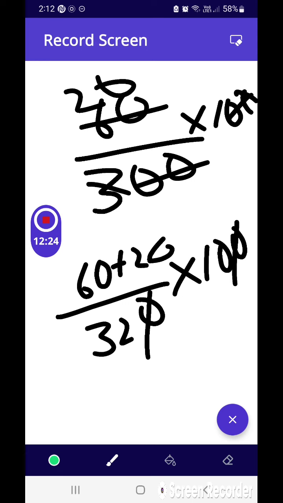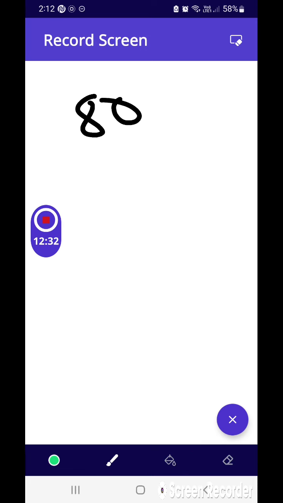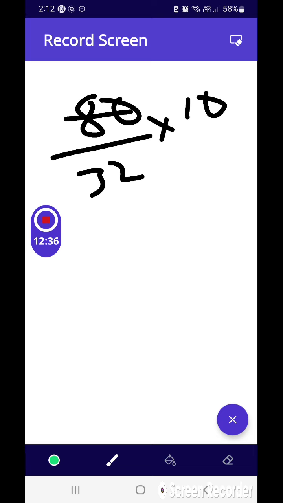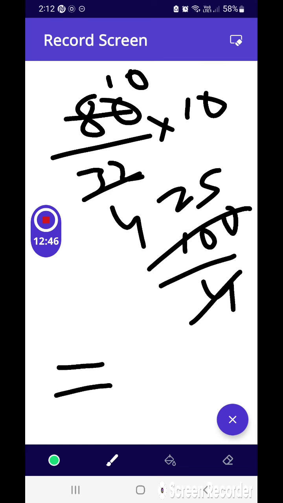Now 60 plus 20, it would be 80 upon 32 into 10. So 8 10 ja, 8 4 ja. It is 100 by 4, which is equal to 25. So now the current solution which we are left with has the concentration of 25%.